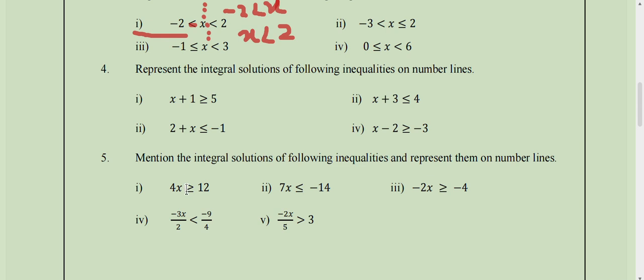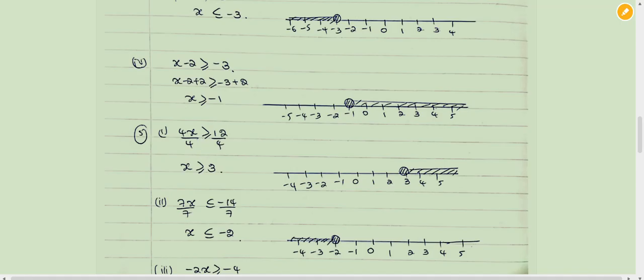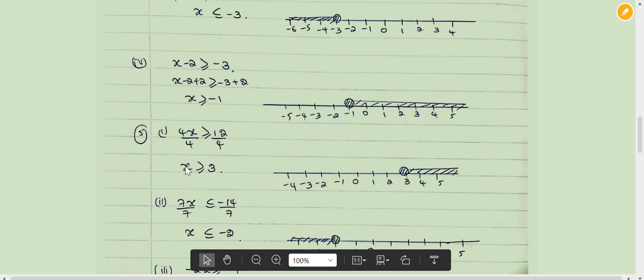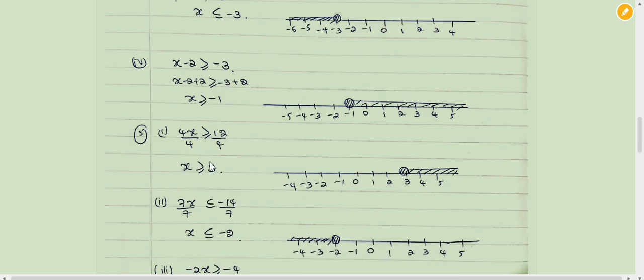Also here, firstly you isolate x, so you divide both sides by positive 4. When you divide both sides by positive 4, x is alone on the left side, and 12 divided by 4 is equal to positive 3. So what does this mean? x is greater than or equal to 3, right?